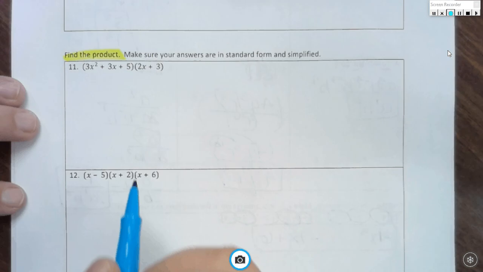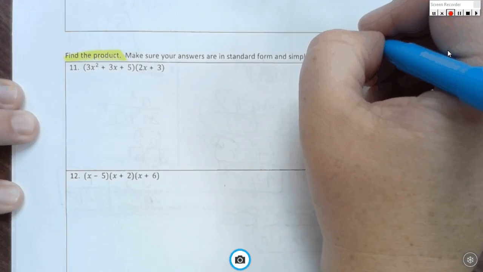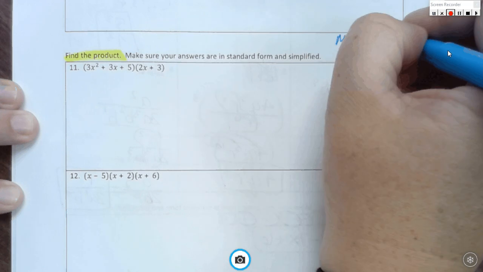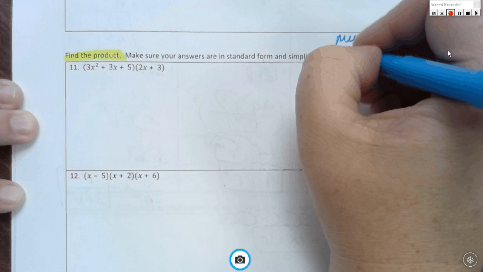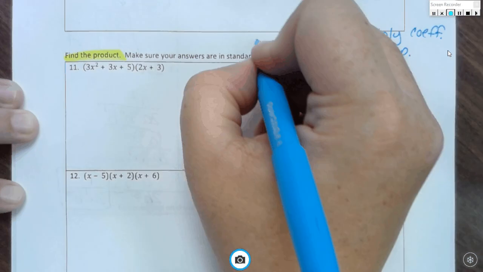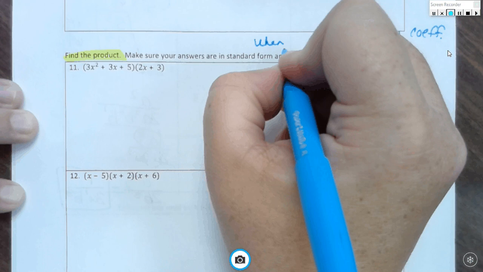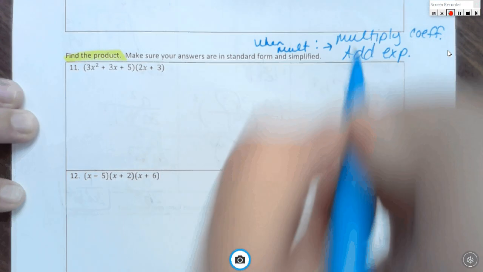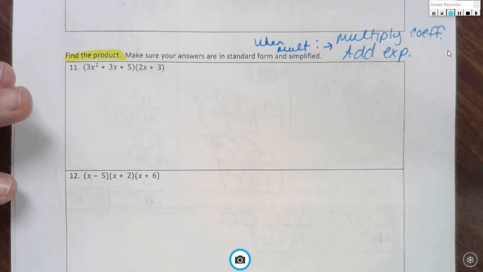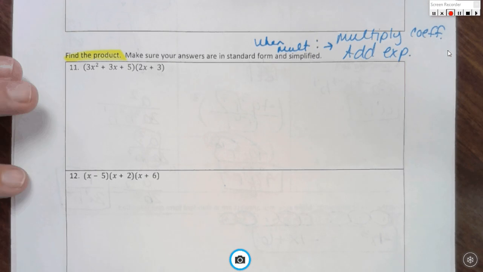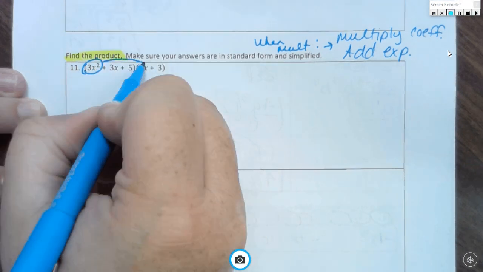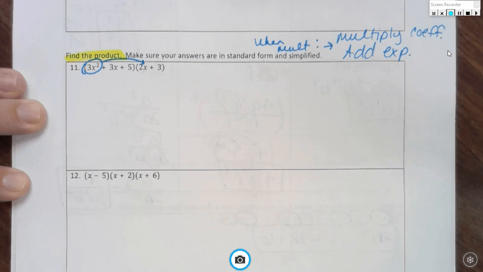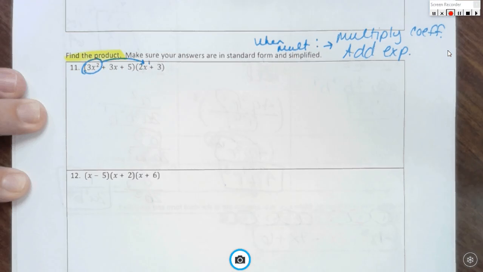Now remember, when we multiply, we multiply the coefficients and we add the exponents. This is different than just addition and subtraction of polynomials, okay? All right, so let's start with the very first term, and I'm going to distribute it through to the second set of parentheses. So 3x squared, and remember there's an imaginary 1 here.